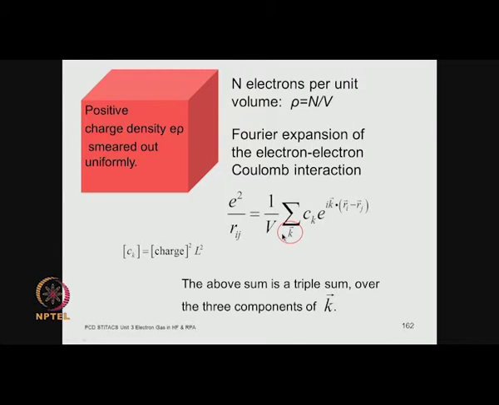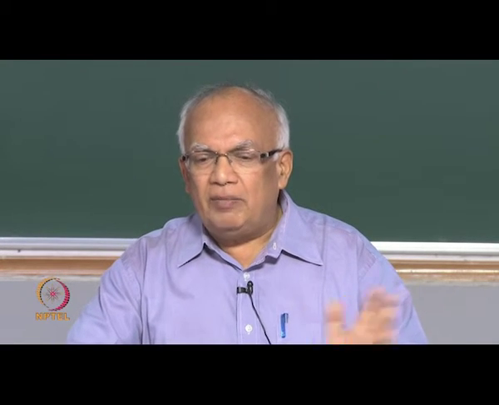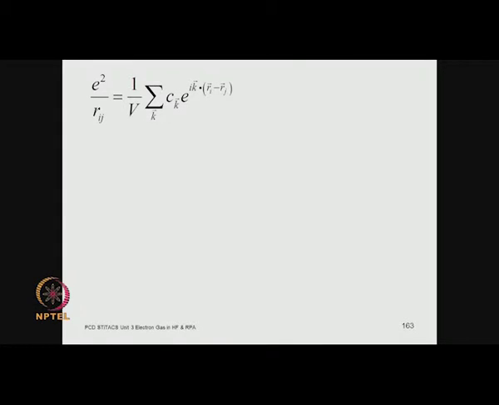This is actually a triple sum, because every k has got 3 components, the kx, ky, kz. So you must sum over all the components. Okay, so this is our expression for the Coulomb expansion.